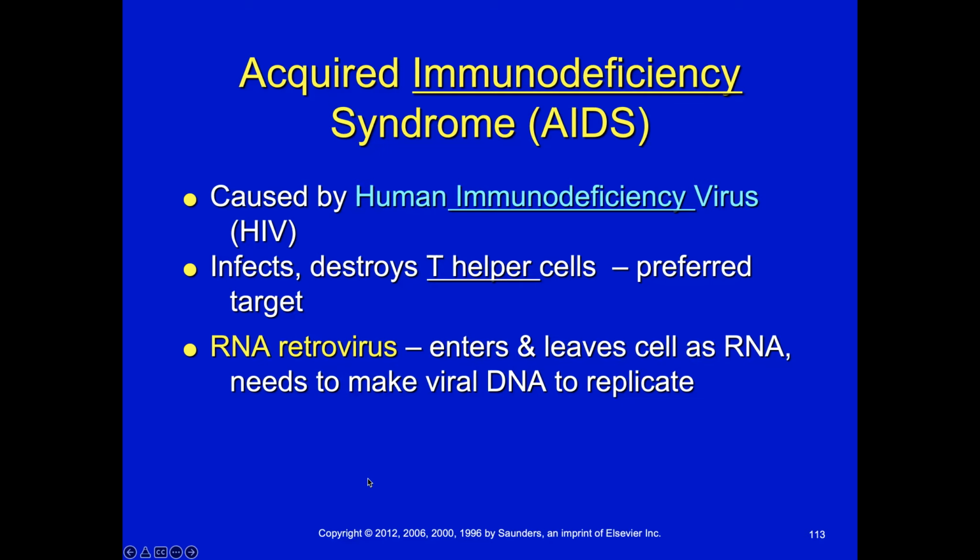The virus itself is an RNA retrovirus. That means that it will enter and leave the cell as RNA. And in order to replicate, it has to create its own viral DNA, that then moves into the nucleus and is inserted into the host's DNA and becomes part of the genome, and then can replicate back into RNA from that DNA that it's created.